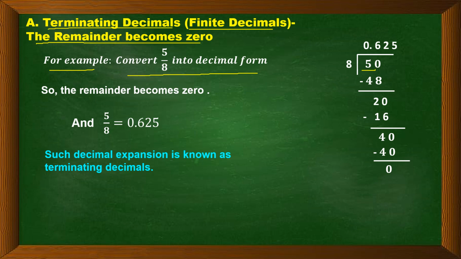5 will come inside, 8 will come outside. Now since 5 is less than 8, we will put a decimal point, 0 point, and we will get 0 next to 5. Now we have the number 50. 8 into 6 is 48. 50 minus 48 is 2. Further again we shall get 0 because there is no other number in the dividend. Now 8 into 2 is 16. 20 minus 16 is 4. Again we shall get 0. Now 8 into 5 is 40. Right? 40 minus 40 is 0.